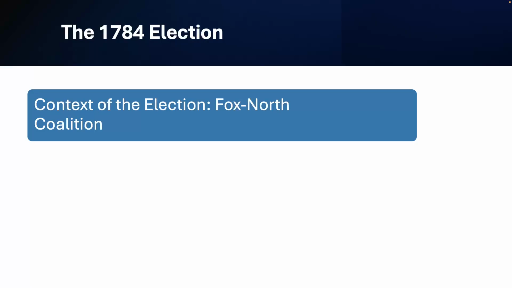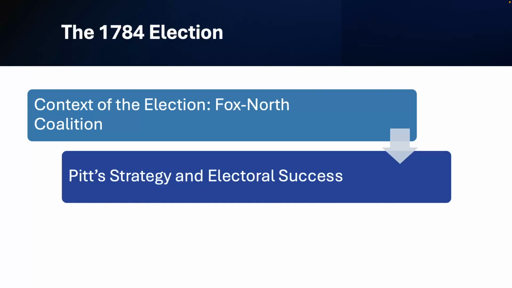What results is a political alliance of the Whigs and the remnants of North's government, which becomes known as the Fox-North Coalition. It had been unpopular after the defeat in America, but Pitt used the election to strengthen his own position. His strategy was very simple. He was going to emphasize the need for strong and stable government and the promise of financial and administrative reforms.